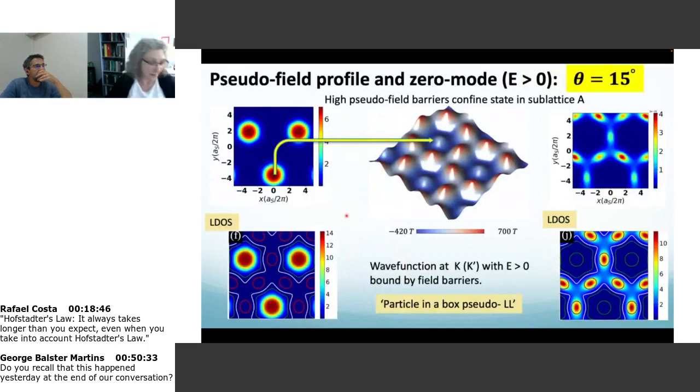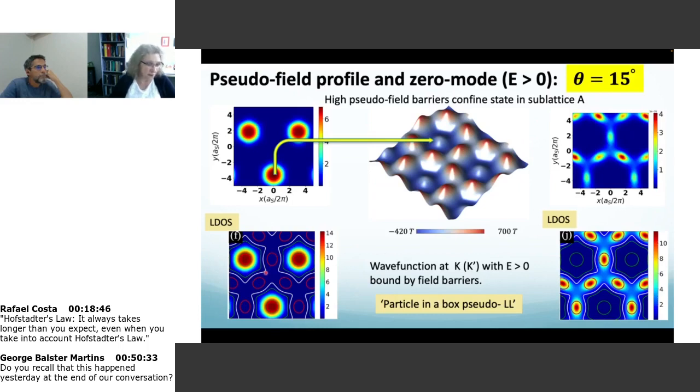The intuitive way to understand this is to correlate these charge distributions with the profile of the pseudomagnetic field. Here I am plotting the profile of the pseudomagnetic field for 15 degrees. Here is the scale between maxima and minima. Here is the amplitude of the wave function at zero energy for sublattice A and for sublattice B. And here is the total density of states that I obtain at this orientation.